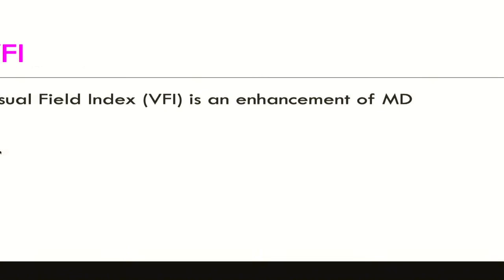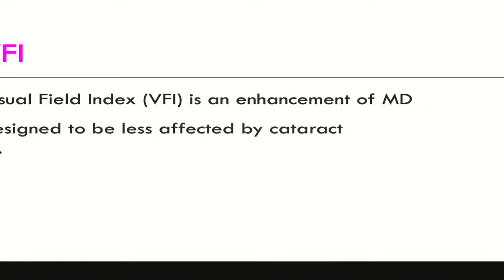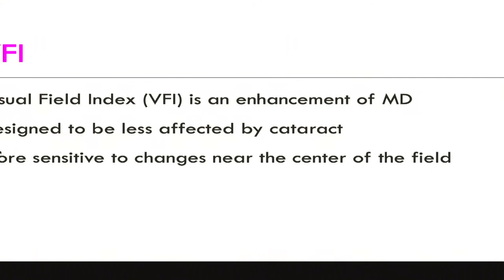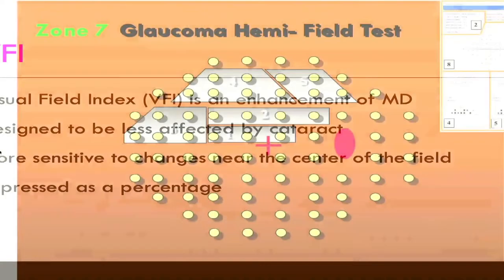And visual field index was not available with Humphrey Field Analyzer 1, but it's available with 2 onwards. And it is an enhancement of the mean deviation. It's designed to be less affected by cataract and more sensitive to changes in the center of the field, okay? And is expressed as a percentage.